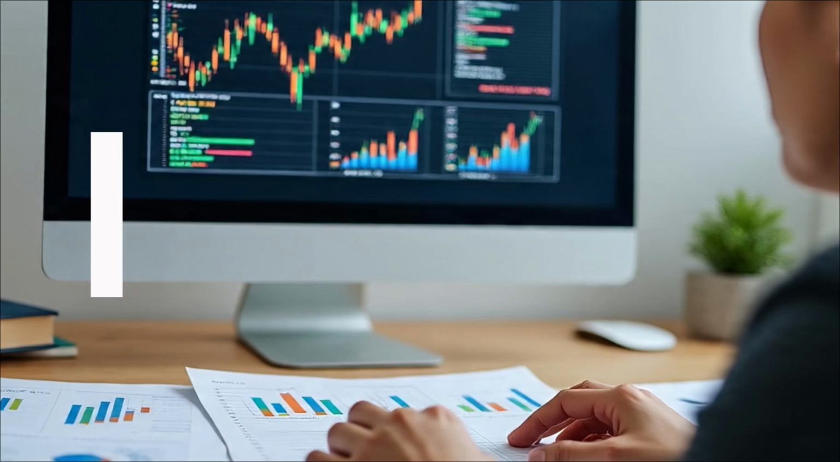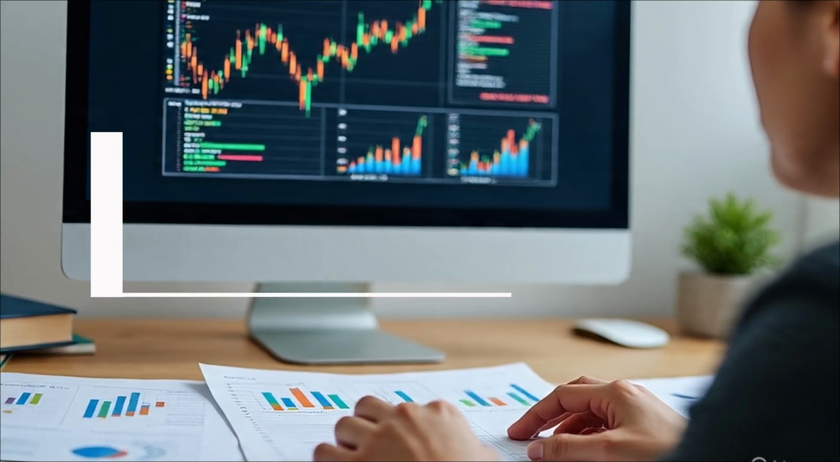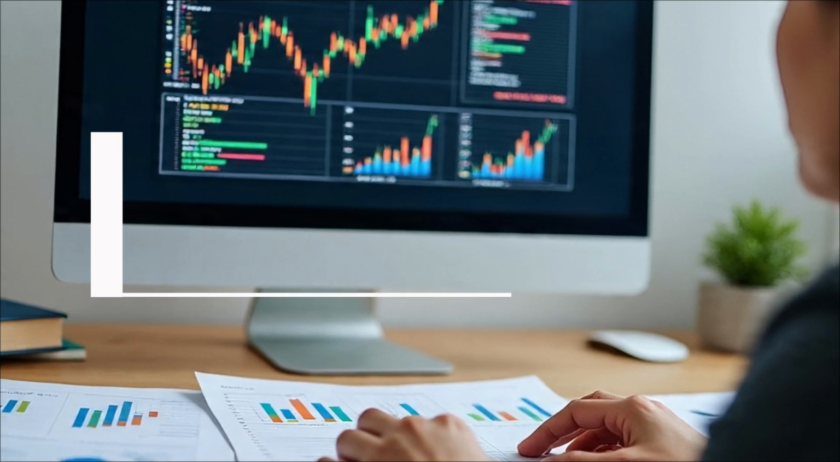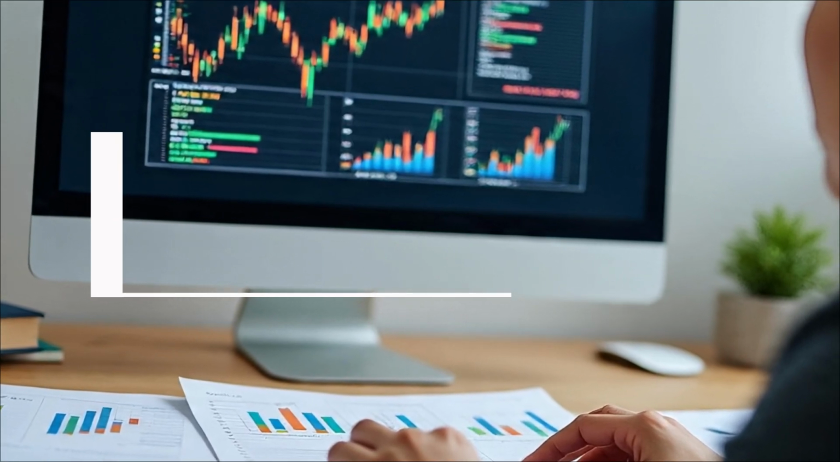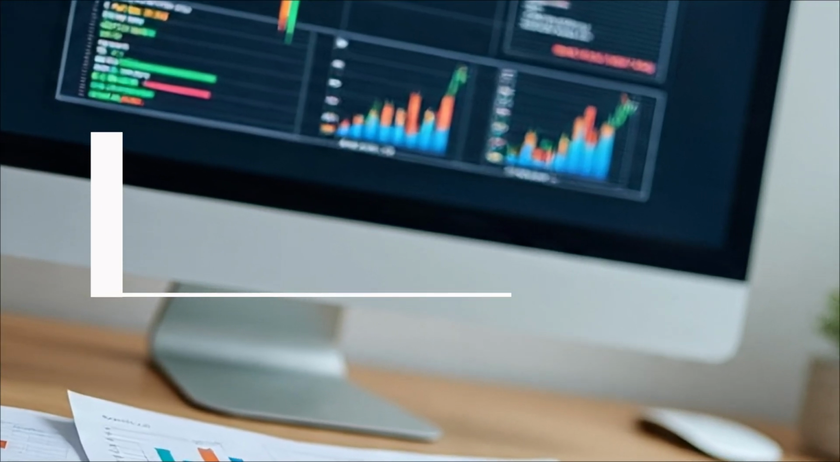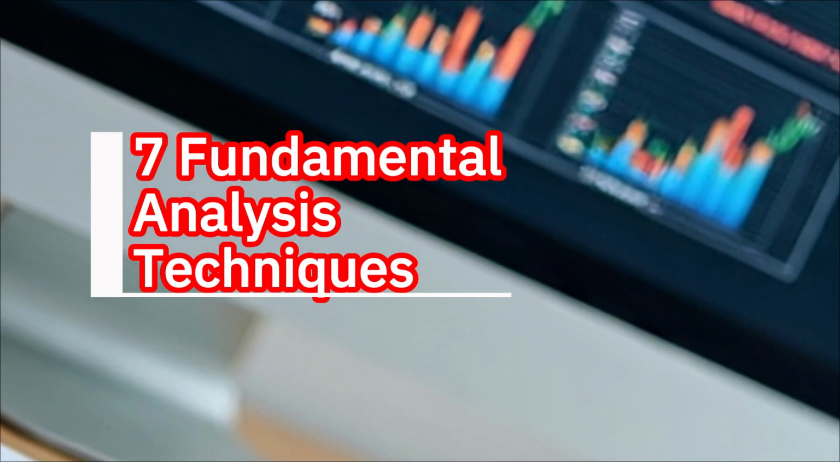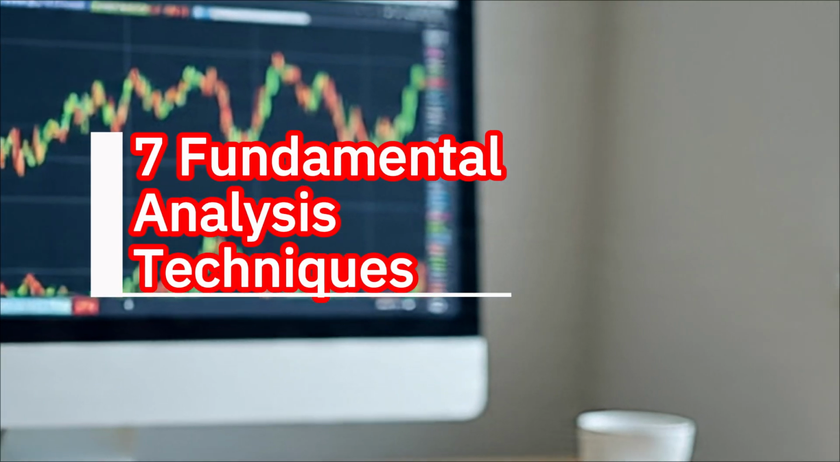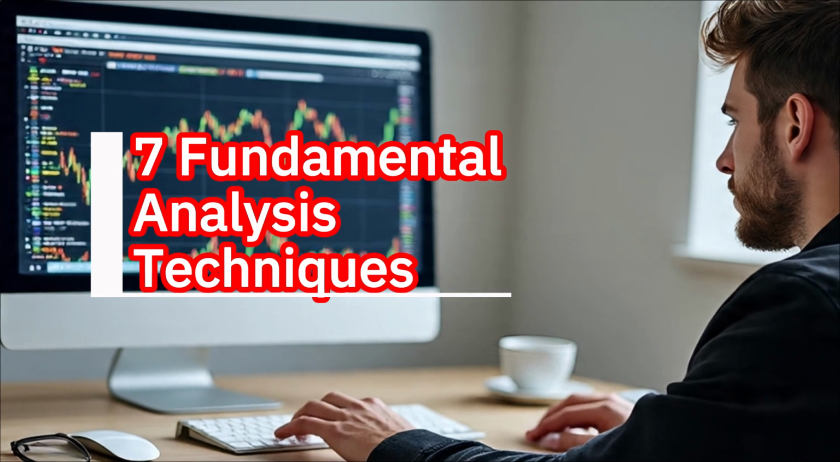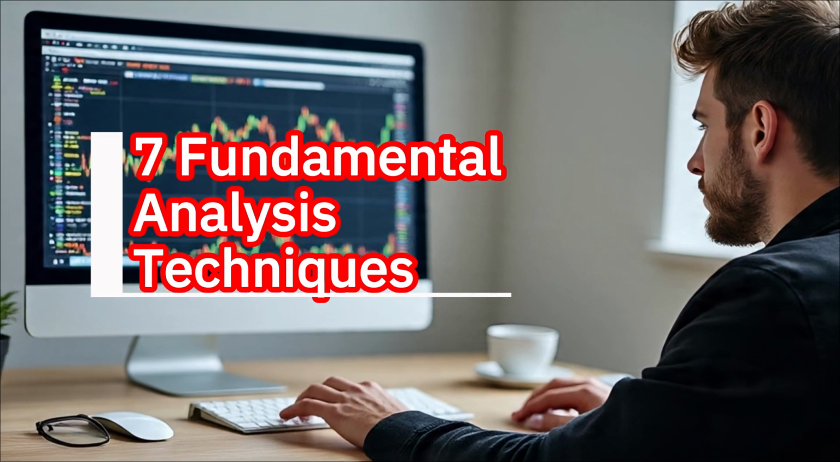Part 7. Fundamental analysis techniques. When selecting assets for DCA, I look at 2 main angles. The first is qualitative factors. I ask myself, will people still need this business in 10 years? Does the company have a strong moat that's hard for competitors to beat? Is the management team trustworthy? Is the revenue growing consistently?